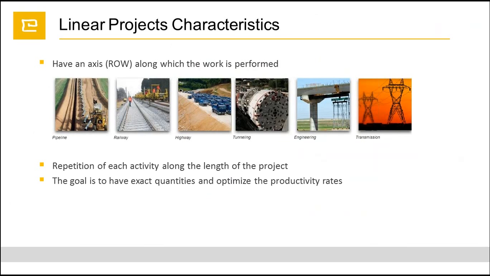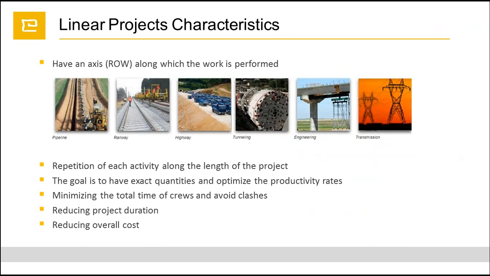So let's switch to the linear project characteristics. When we talk about linear project characteristics, we take into consideration that first of all, it has a route and an axis along which the works are performed. We can see this in pipeline, railway, highway, engineering, transmission, tunneling, or high-rise building projects. Mostly it contains repetitive activities, and our goal is to optimize the productivity rate, reduce the project duration, visualize the project data, and reduce the overall cost.